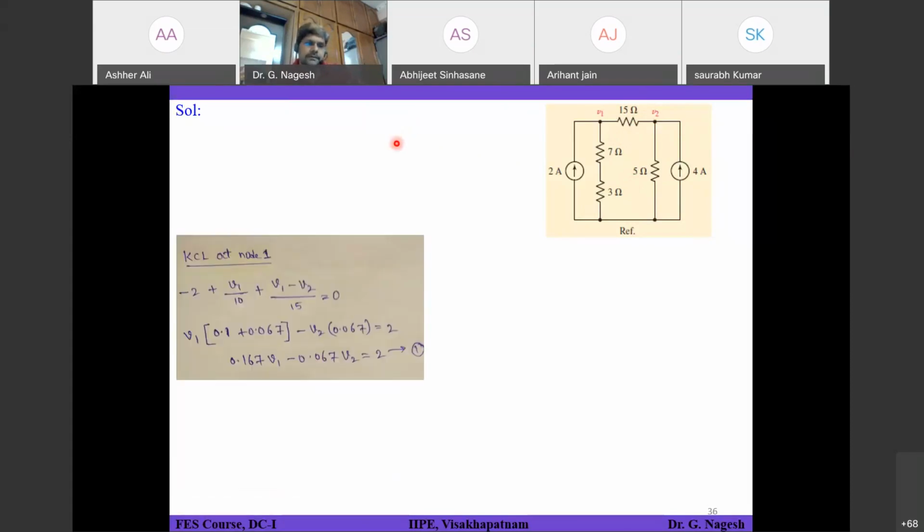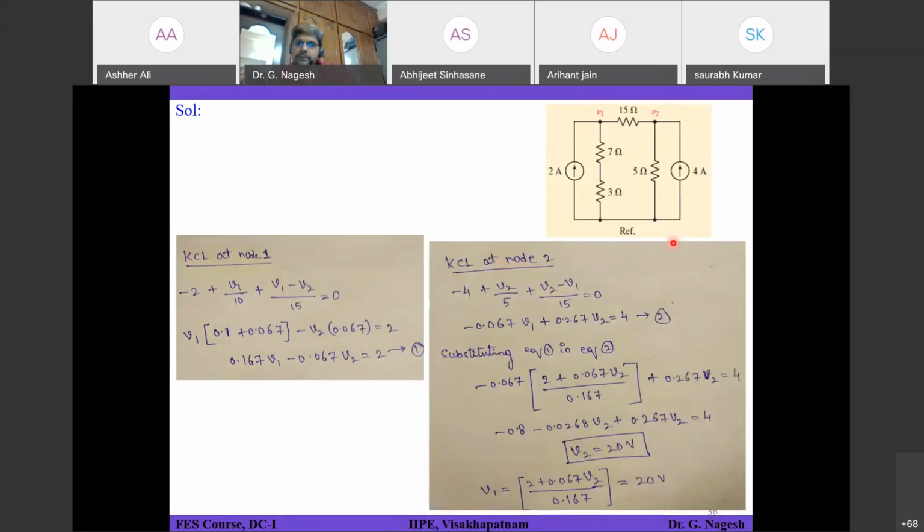If you see at node 1, it is what we have discussed: minus 2 plus V1 divided by 10 plus V1 minus V2 divided by 15. If you solve this in terms of V1 and V2, you get an equation in this format. I hope you will be able to solve that. So we get this expression from applying nodal analysis at node 1. Let's see what about node 2.